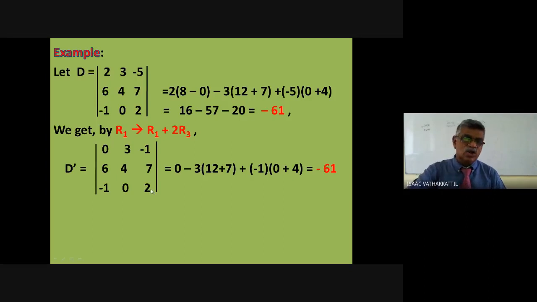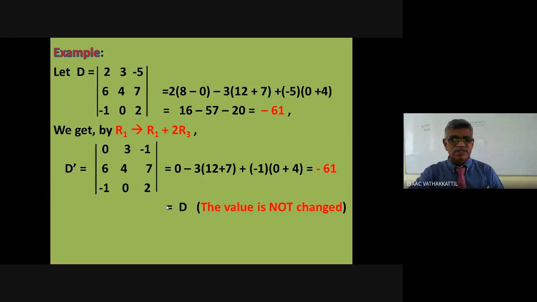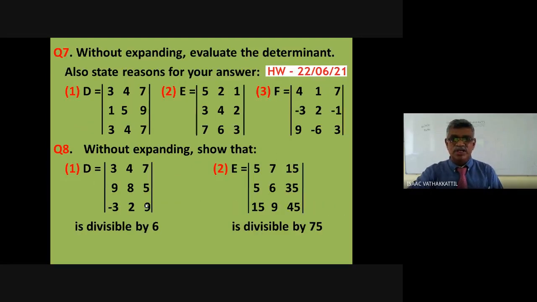So I'll just go through the property once again, but you revise the properties. I'm just giving some examples here. Value is not changed here. So what is to be done here? Without expanding, evaluate the determinant. Also state reason for your answer. How do you evaluate without expanding? You are not asked to expand this. Let me give a hint here. The first one, 3, 4, 1, 5 is 7. How do you evaluate without expanding?